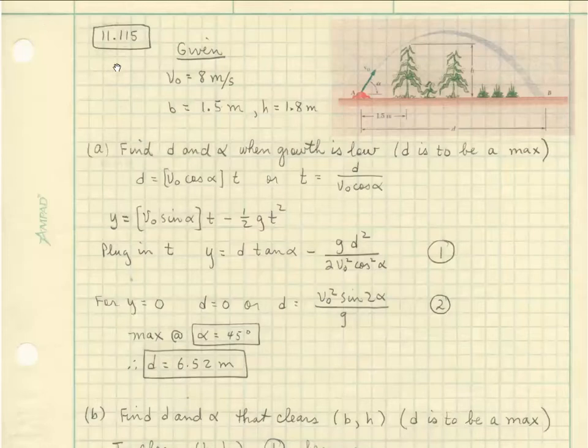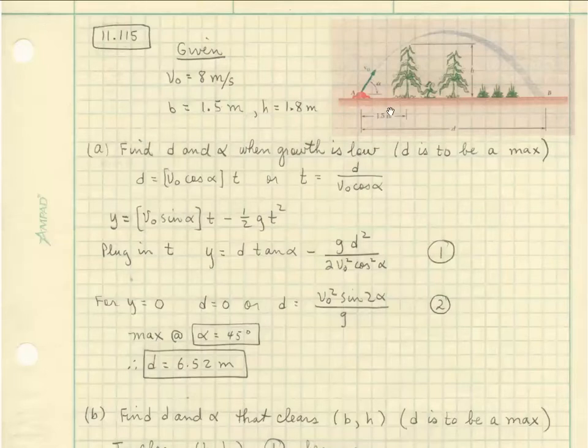Problem 11.115 involves a sprinkler that's watering over a crop. We're going to look at two scenarios: the maximum distance that the water can hit if the crop is low, and then the other time is when the crop is a little high. The water coming out of the sprinkler is at 8 meters per second.